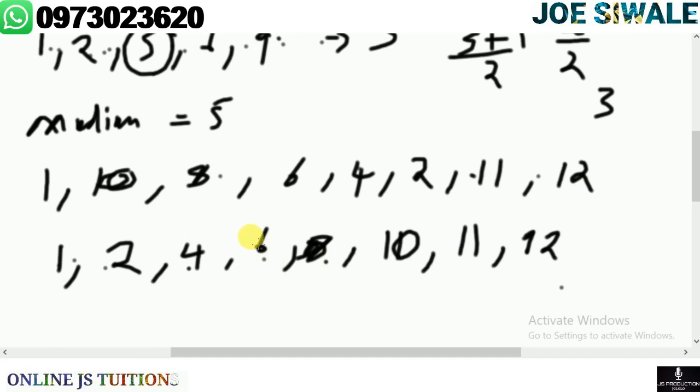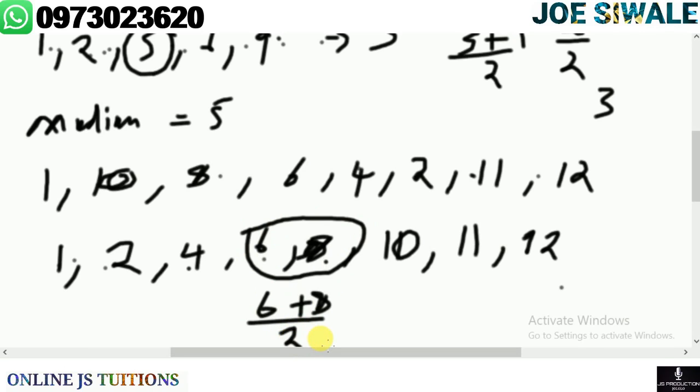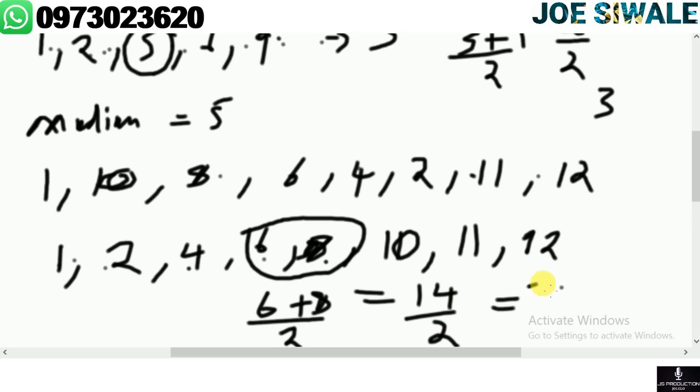So as you can see here, the numbers that are in the middle, I have 6 and 8. So I'm going to add 6 plus 8, then I'll divide by 2. So 6 plus 8, that's 14. So that is going to give me 14 divided by 2, which is 7. So my median there will be 7.